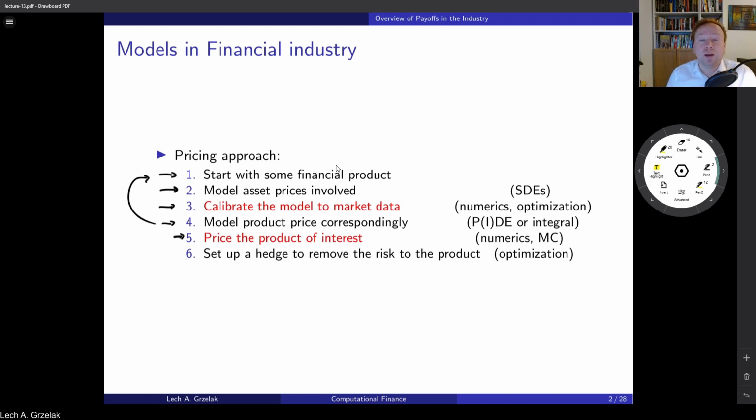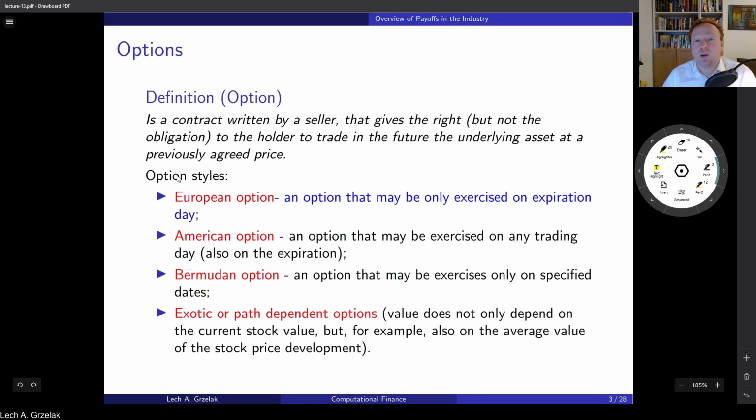Today, the objective is the first part. So we talk about exotic derivatives that you may encounter in your career in the financial industry. So let's go back to definitions of options. So what types of options do we have?